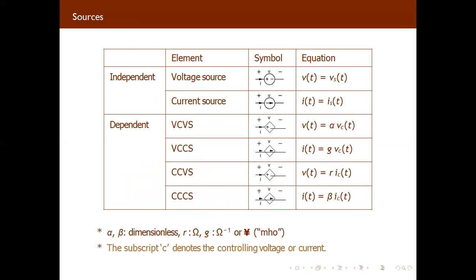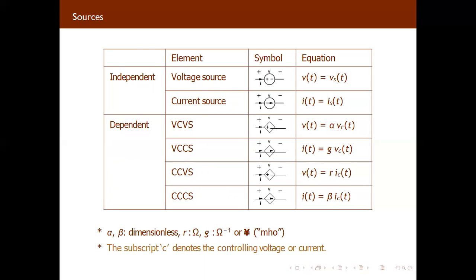So now we are saying we have independent and dependent energy sources. If you see, in independent we have two types: voltage source and current source. And in dependent, we have four types, where values depend on other values. Firstly, we will see the independent voltage and current sources. We call these voltage and current sources energy sources because they give us energy.